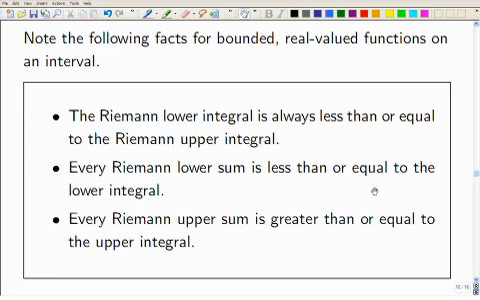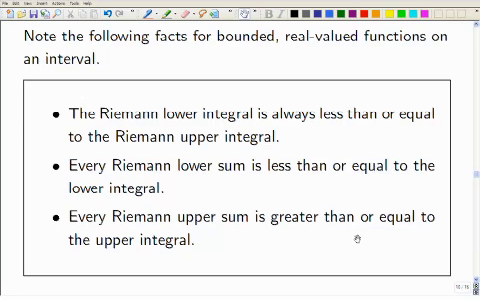Every Riemann lower sum is less than or equal to the lower integral because the lower integral is the supremum of the Riemann lower sums. Every Riemann upper sum is greater than or equal to the upper integral because the upper integral is the greatest lower bound of the Riemann upper sums.